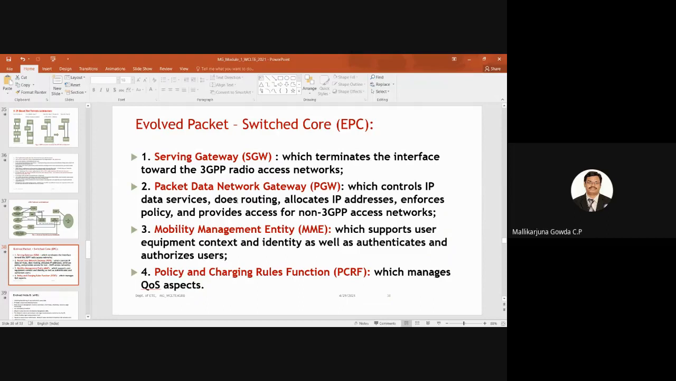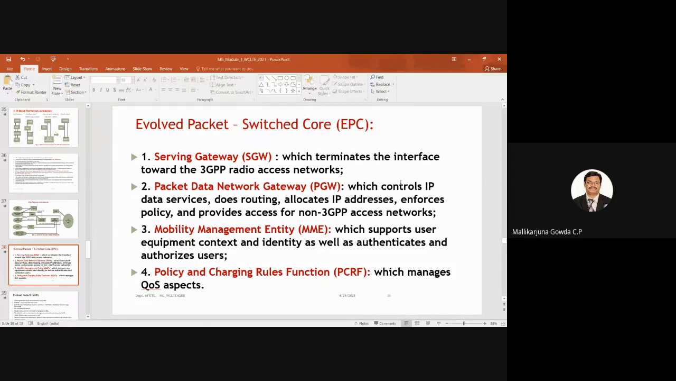Okay, it does routing. It allocates IP addresses. So these are all functions of the P gateway. The P gateway only allocates the IP addresses to the user equipment. See, when you want to establish a communication from X to Y, we need an address, right? So the P gateway is going to allocate that, and it will even do the routing also.